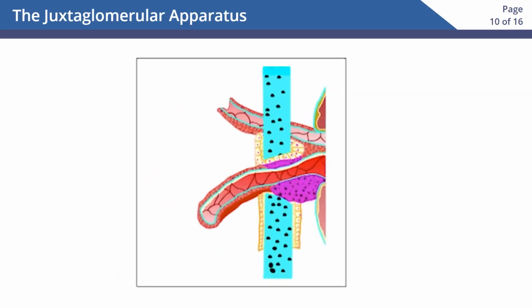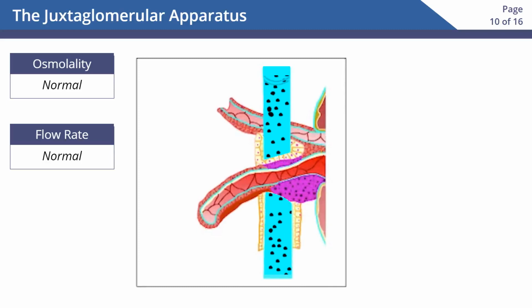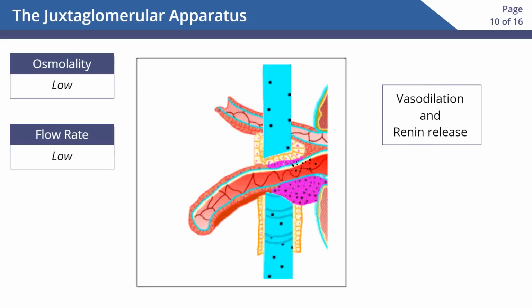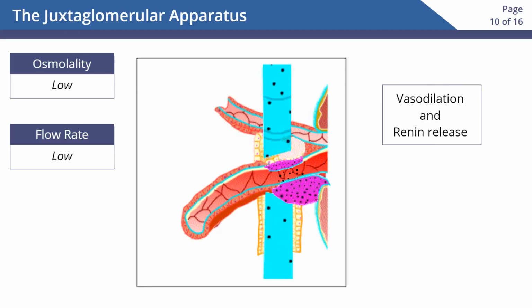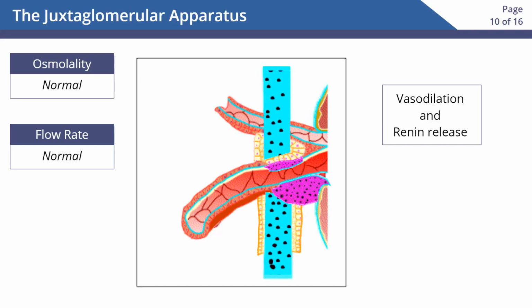Now here's another example. When filtrate has low osmolality or decreased flow rate, the macula densa cells sense this, which leads to vasodilation of the afferent arteriole and stimulation of the JG cells to release renin. This will return filtrate flow rate and osmolality to normal.